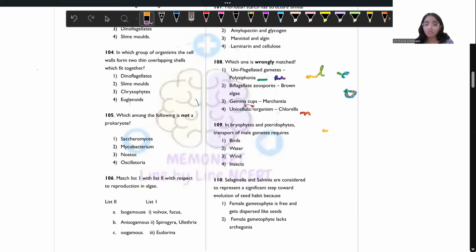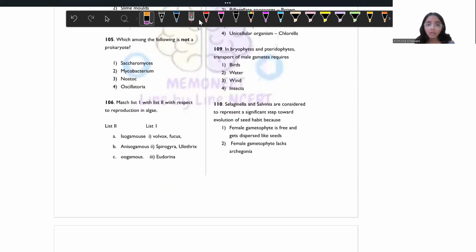What is the next question? The next question says, in bryophytes and pteridophytes, transport of male gametes requires what? This should be on your tongue. It requires water. Water is required for transport of male gametes in bryophytes and pteridophytes. Understood?